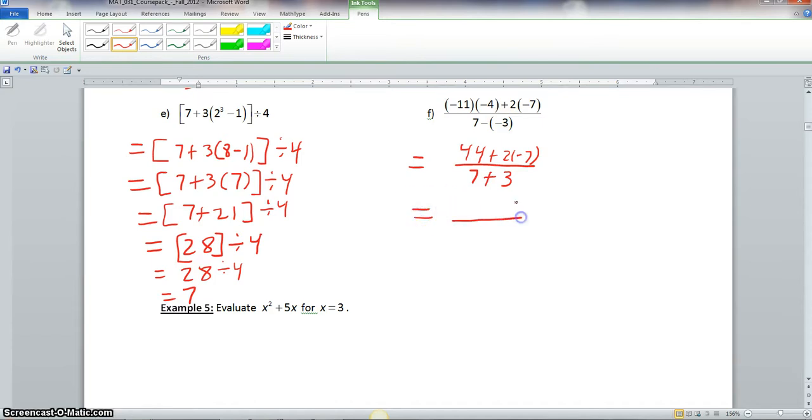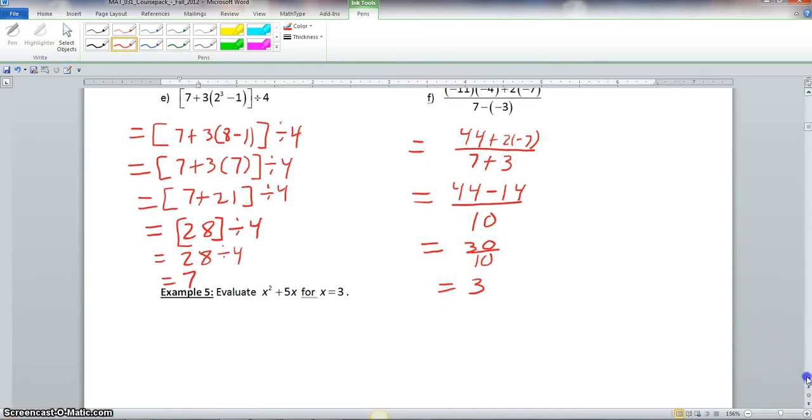So now we go back to our numerator. We will have 44. We have positive 2 times a negative 7, which will give us a minus 14. And 7 plus 3 is 10. 44 minus 14 is 30, divided by 10, which is 3.